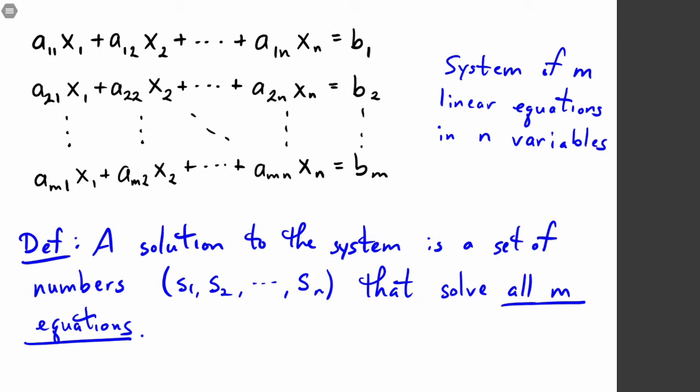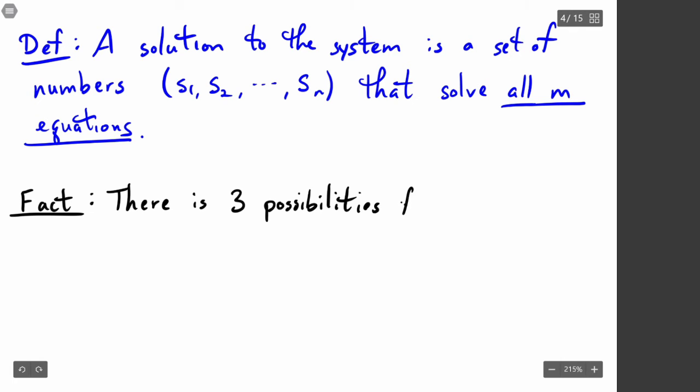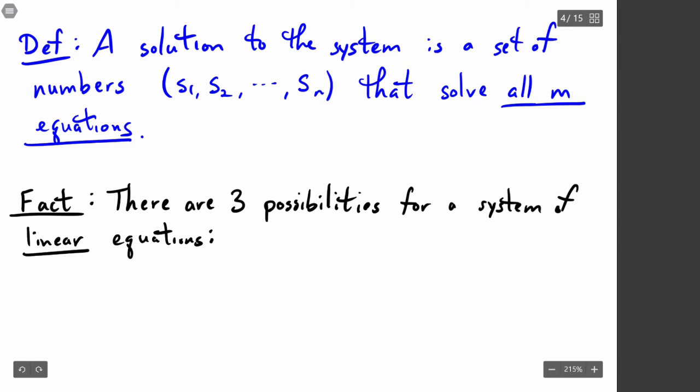Now, if you think back, we had some systems of equations that had more than one solution. That's why here we say a solution and not the solution. Because there might be just one solution, there might be infinitely many, or there might be no solution. And actually, if you think back to the examples that we had, it's a fact that there are exactly three possibilities for a system of linear equations. I want to emphasize here, linear equations.